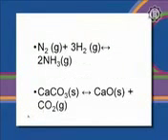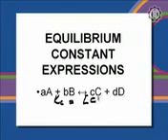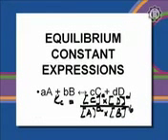Now, coming up with Kc expressions. For this chemical equilibrium here, Kc will be given by the concentration of C to the power c times the concentration of D to the power d, divided by the concentration of A to the power a times the concentration of B to the power b. That is how we come up with an equilibrium expression.